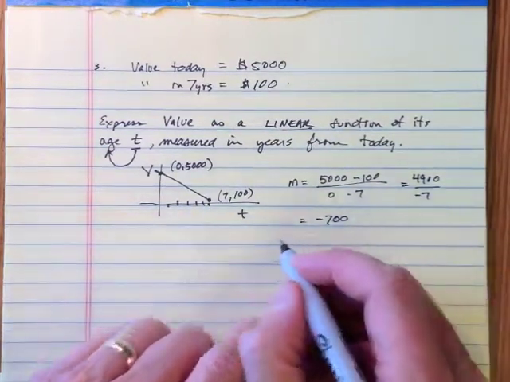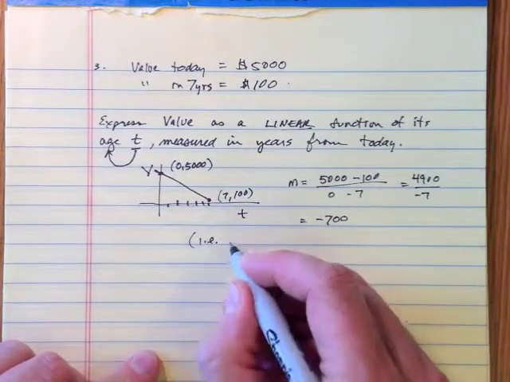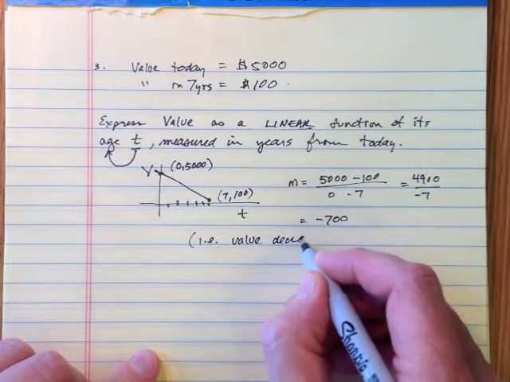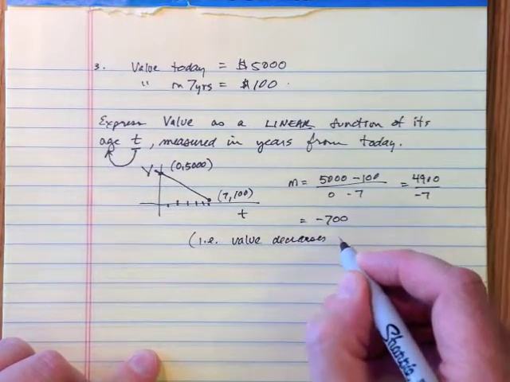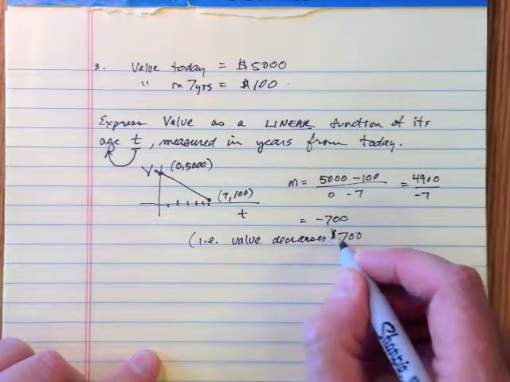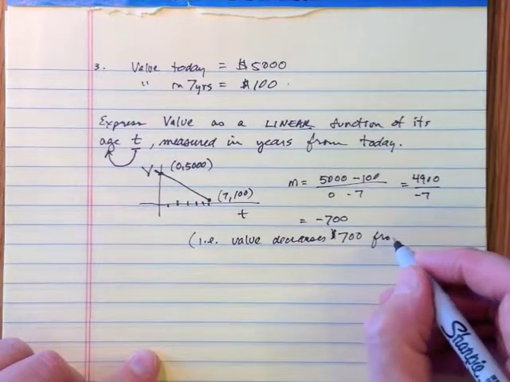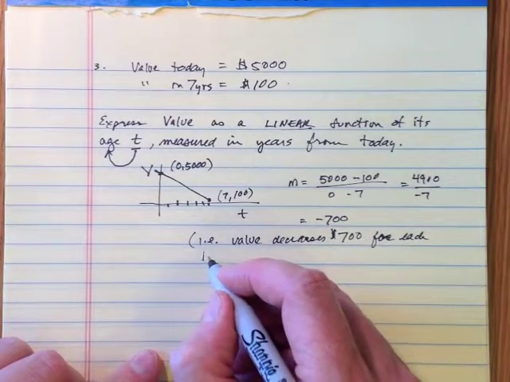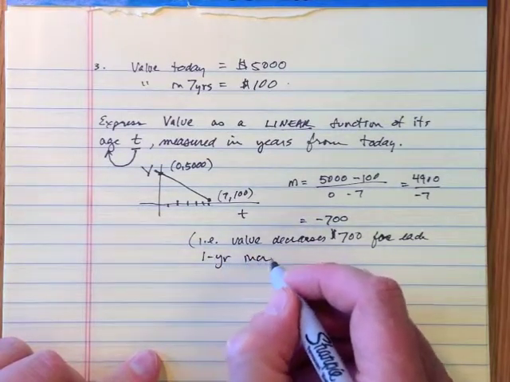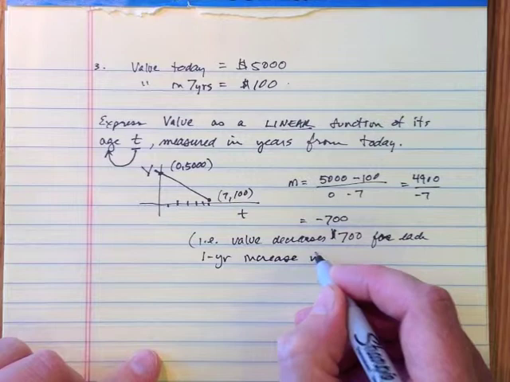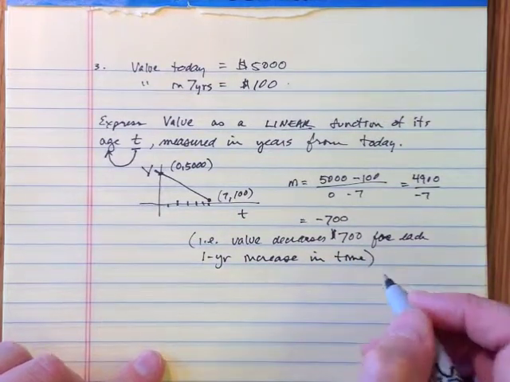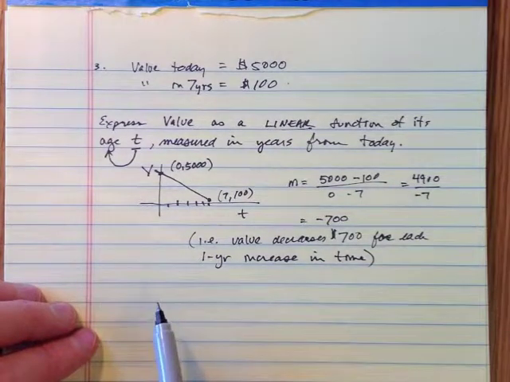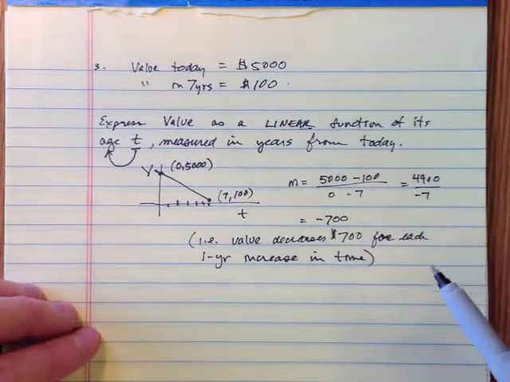So that negative $700 means that value decreases $700 for each 1 year increase in time. I mean, that's what slope always means. It's the change in output per 1 unit change in input.